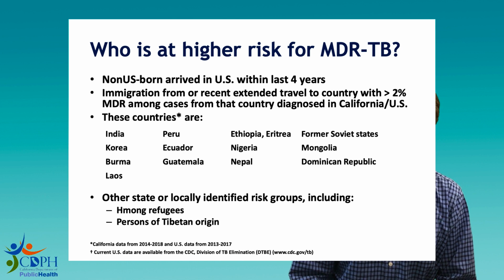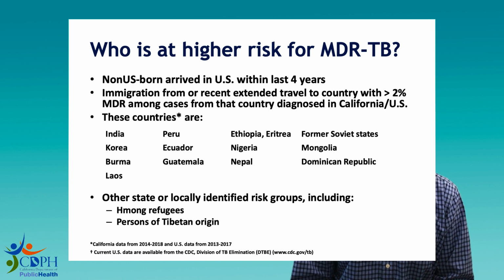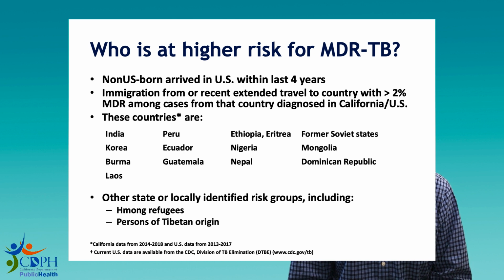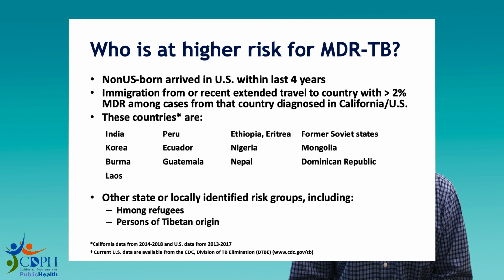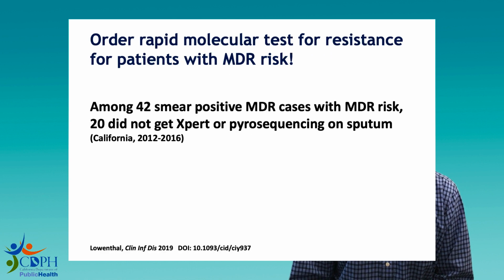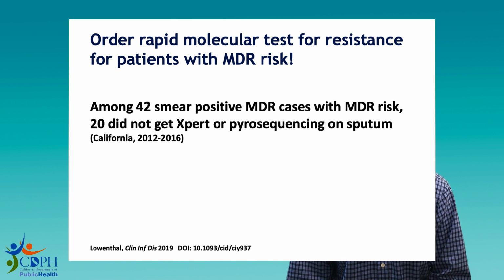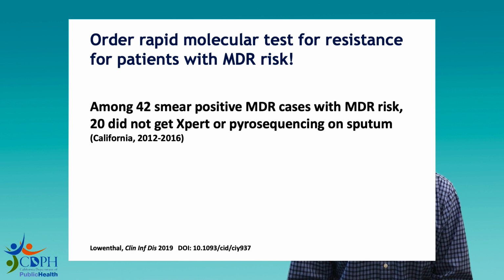In California, a couple of other groups that have historically had higher risk of MDR TB include Hmong refugees and persons of Tibetan origin. So, last reminder here: think about those risk factors for MDR, and if you're seeing a patient who has one of those, order a rapid molecular test for resistance.